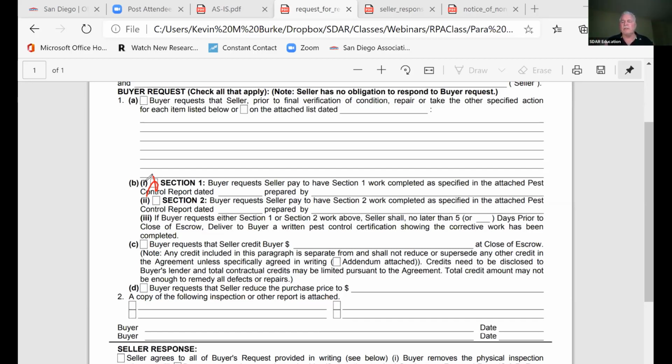So if you're going to make a request to have the seller do pest control work, not termites, a different issue, pest control work, then you would do it in here. You would check the box, section number 1: buyer requests seller to have section 1 work completed as specified in the attached pest control. See, I like dating and naming the form. So in here, I'm going to put in a date, and over here, I'm going to put in the name of the company. Everybody follow me? I like that. We've got to reference what it is that we're talking about. Okay, so section 1, we all remember from the old days, back half a dozen years ago when this was kind of a normal thing.